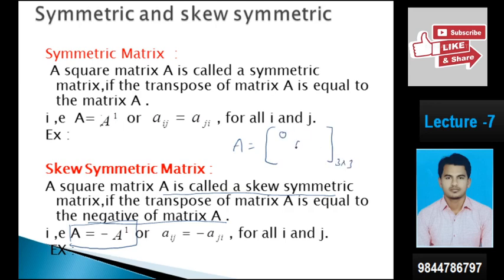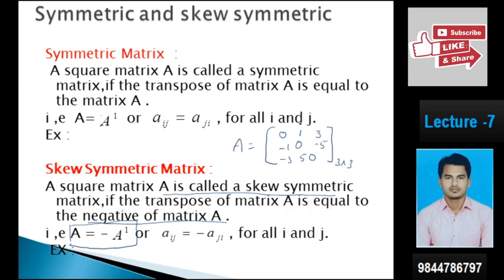I am going to take all principal diagonal elements as 0. Later I will tell you why I am taking these elements as 0. The other elements are 1, 3, minus 1, minus 3, 5 and minus 5.